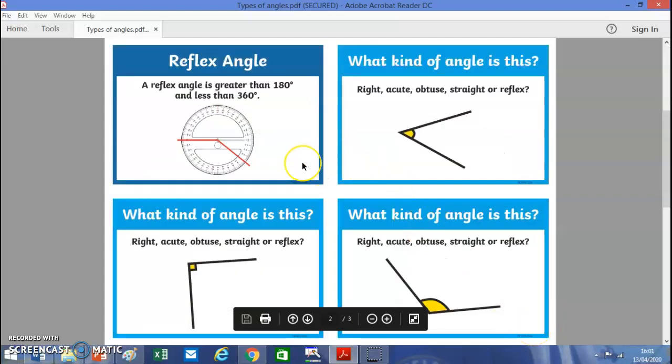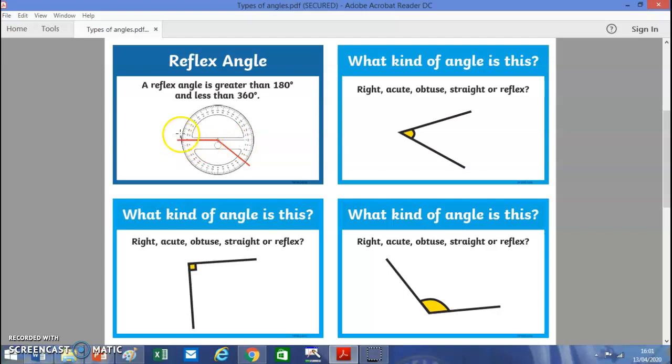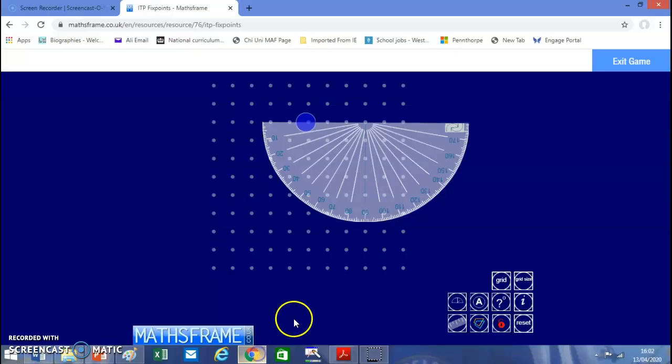The last one I want to show you is a little bit more tricky on this program. It's called a reflex angle. This is any angle that is greater than a straight line, greater than 180 degrees, but less than 360. If we think of this circle being 360 degrees, we are usually only given a 180 degree protractor. So how on earth can we measure this? Let's have a look on our computer program.